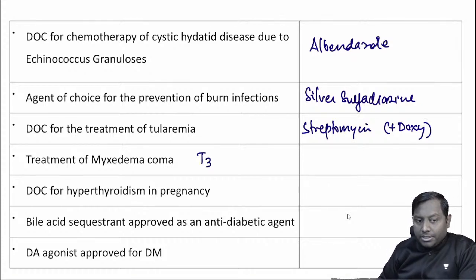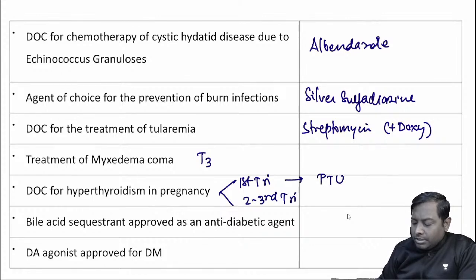It's a hypothyroid emergency. Hyperthyroidism in pregnancy, I think I have already told you, if it is first trimester and second, third trimester. So I have already told you this one. First trimester, PTU; second, third trimester we can use either methimazole or carbimazole.